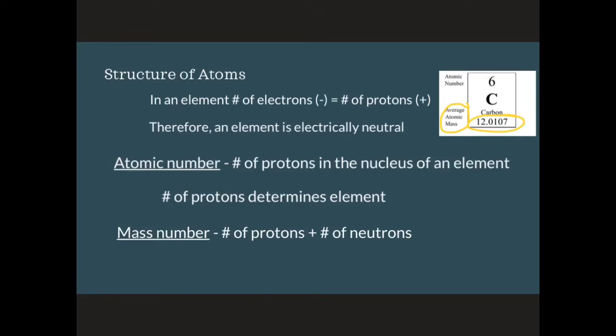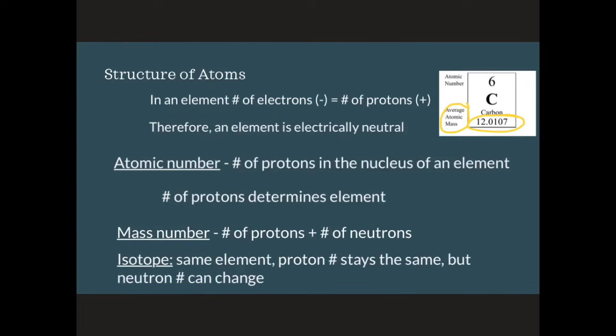This would then change the mass. If the number of protons stays the same and the number of neutrons changes, then this is an isotope. So atoms can have isotopes, and isotopes of an element are going to have different numbers of neutrons and therefore different mass numbers. An example of this is when we look at carbon. Carbon 12, carbon 13, carbon 14. These are all isotopes of one another.